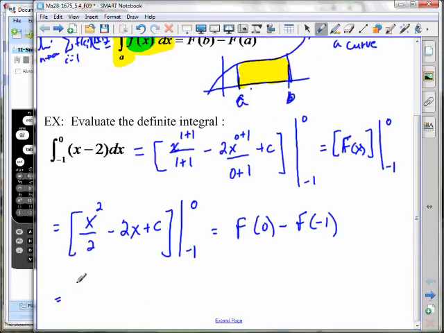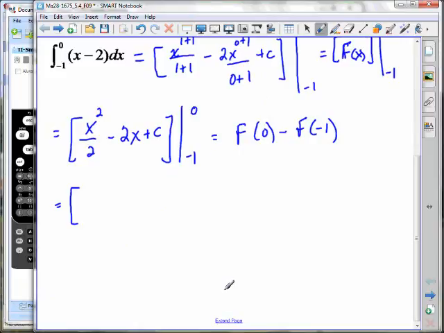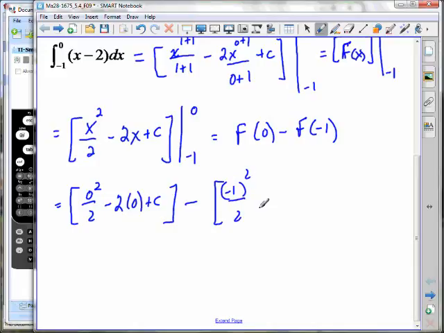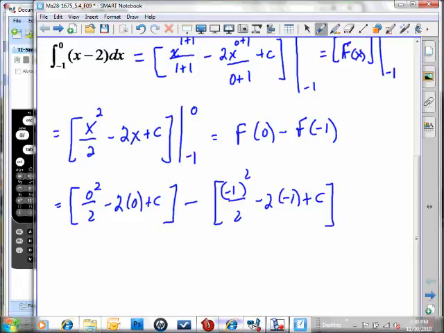So I'd have here, and again, you've got to keep your parentheses or your brackets going, because if I put 0 in, that's 0 squared divided by 2 minus 2 times 0 plus c. All I'm doing is putting 0 in for the input. Minus, and I do the same thing, negative 1 squared divided by 2 minus 2 times negative 1 plus c. I put the negative 1 in as well.